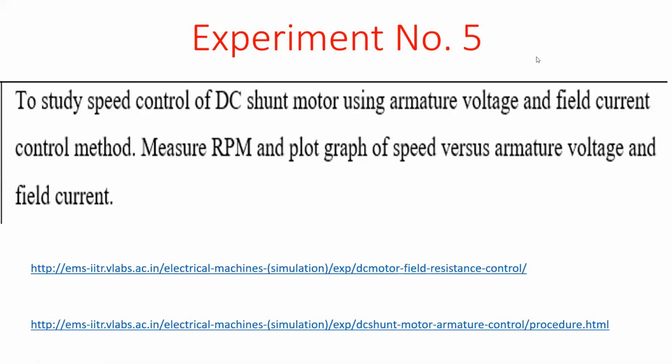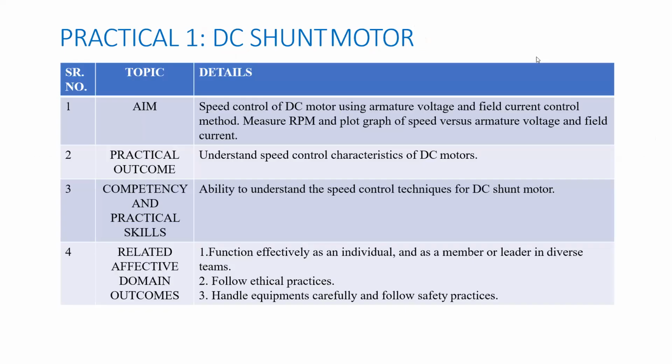Then measure RPM, and RPM means speed you have to measure, and plot the graph of speed versus armature voltage in one experiment, and in second speed versus field current. So these two experiments we have to perform. So this is the practical number 1 which you have to perform. Otherwise, first 4 practicals are the simulations.